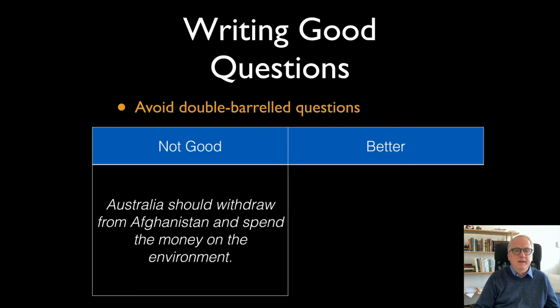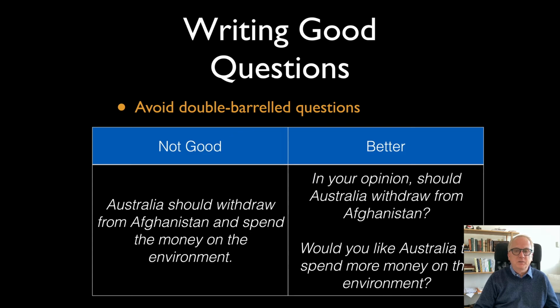So a better way of asking a question like this is to really break it down into two questions, because you had two questions to begin with. So in your opinion, should Australia withdraw from Afghanistan? So that's just one question you're asking them. And then a separate question would be, would you like Australia to spend more money on the environment? So that this way, this thing that you asked about in a double-barreled way is now being asked about in two separate questions.